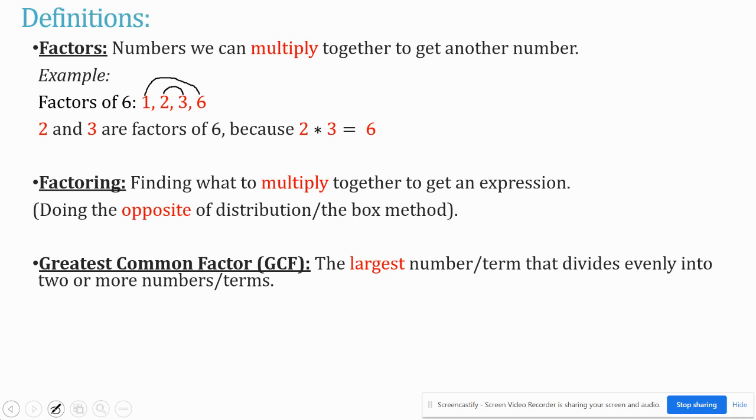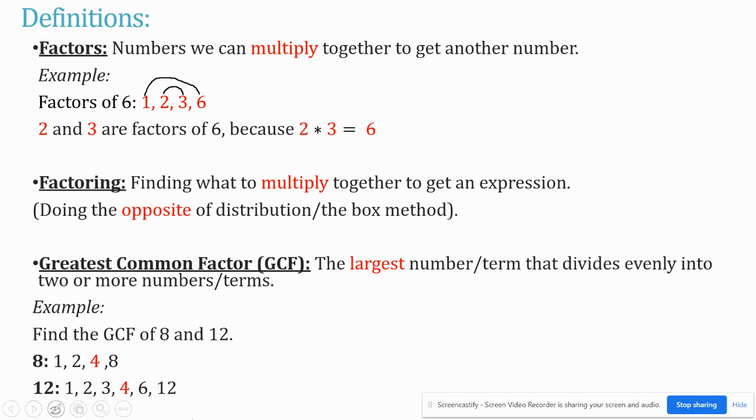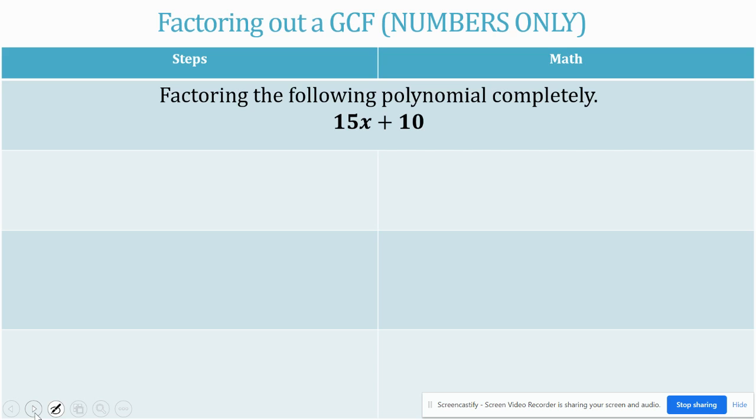to the variables. If we were just talking about numbers, if someone were to ask us, find the GCF of 8 and 12, you list the factors of 8 and you list the factors of 12, and you see the largest one they have in common, which is highlighted here, is 4. So that's the largest number that can be divided into 8 and 12 evenly. Okay, so let's get started.